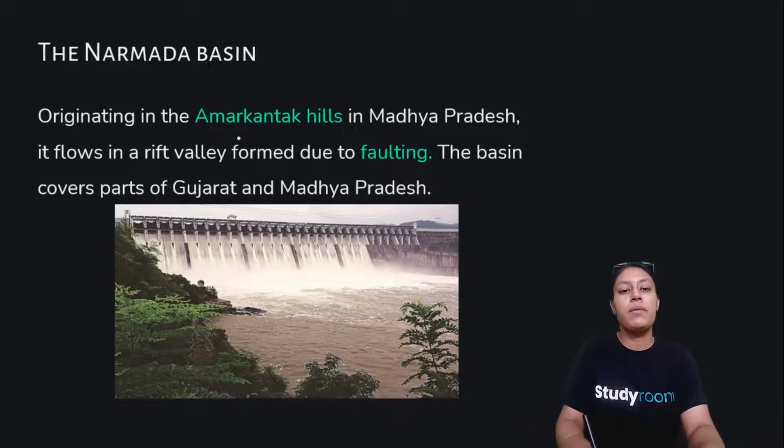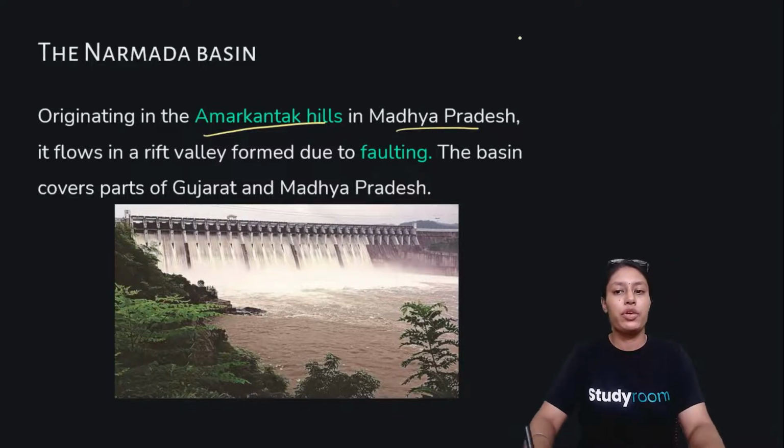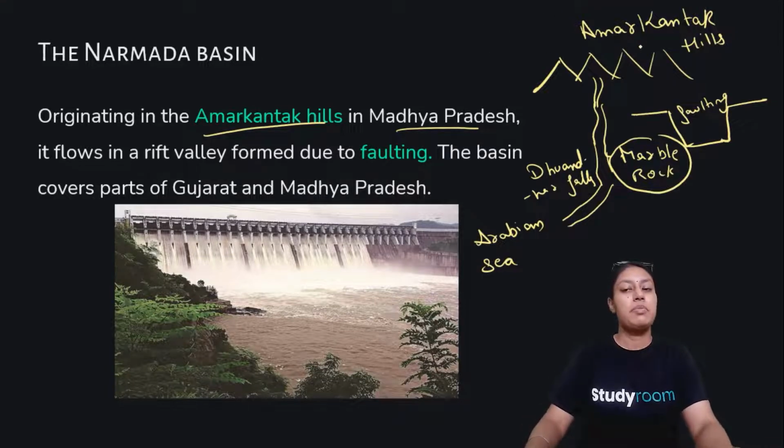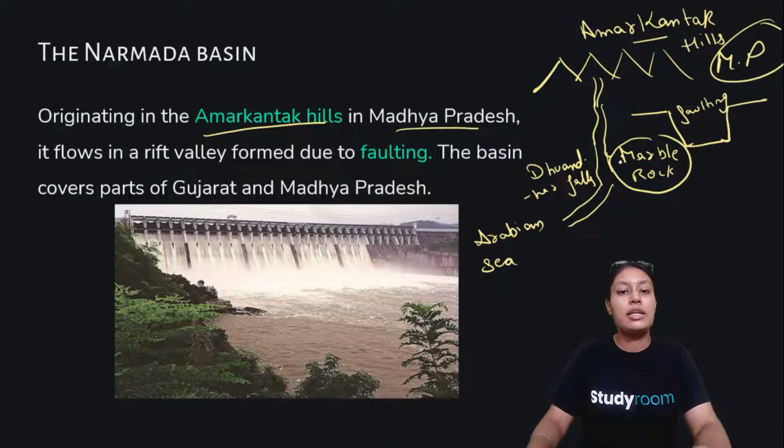Narmada Basin: the origin of Narmada is in Amarkantak Hill, which is in Madhya Pradesh. Let me draw a chart for you to make it easier. So this is about Narmada Basin. The Narmada River originates from Amarkantak Hills, which is in Madhya Pradesh. It flows in a path which is made by faulting.